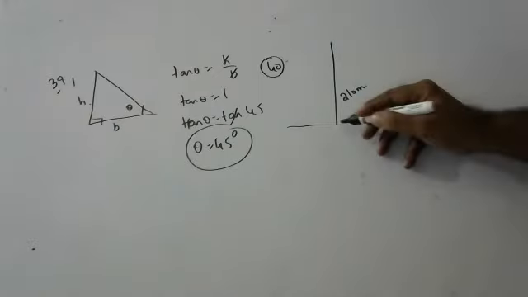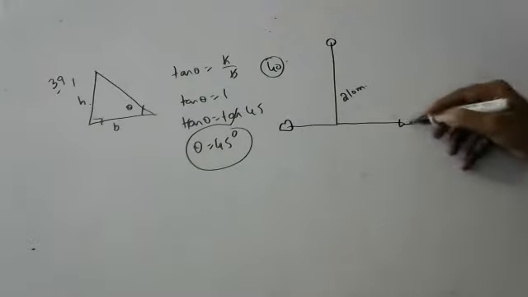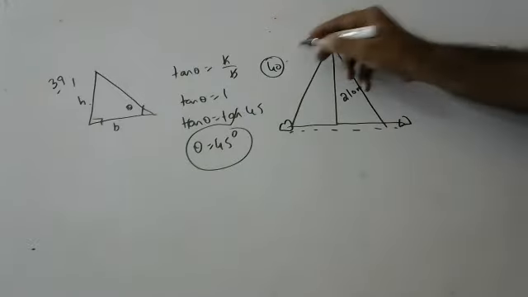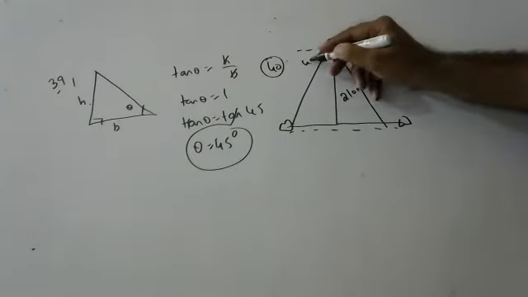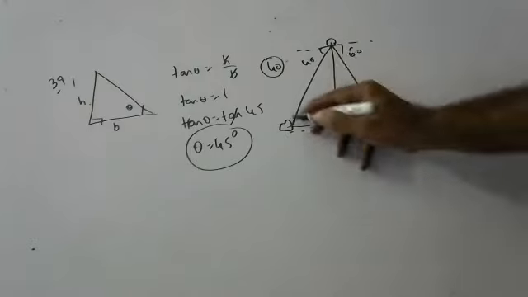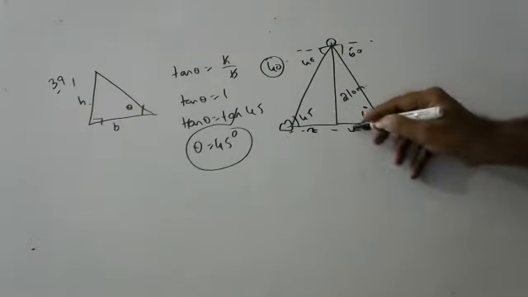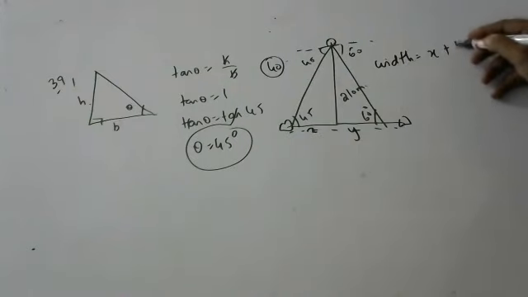Children, this airplane is flying here. Here there is one bank, here there is another bank, and this is the river. The angles of depression on both sides are given as 45 and 60. This is 45, this is 60, so this is also 45, this is 60. He's asking x and y. Width of the river means x plus y.